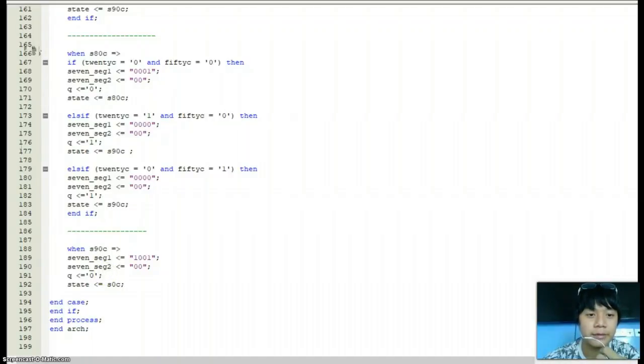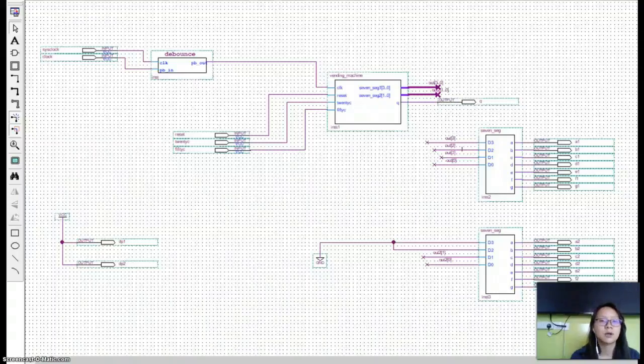And then here we just have our end case, end if, end process, and end architecture. Thank you. Okay, over here we have our block diagram.